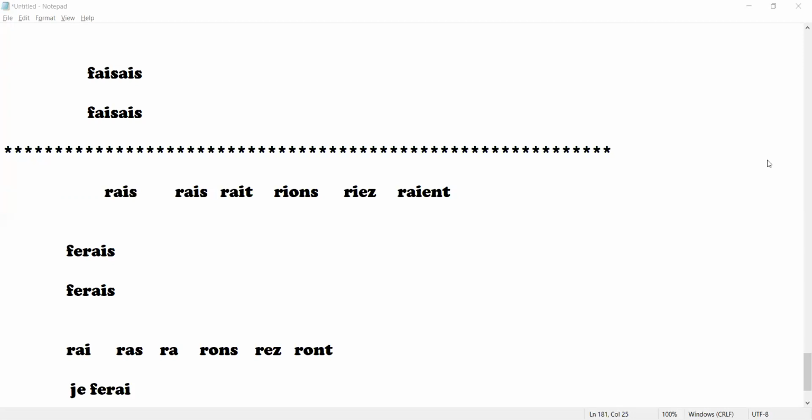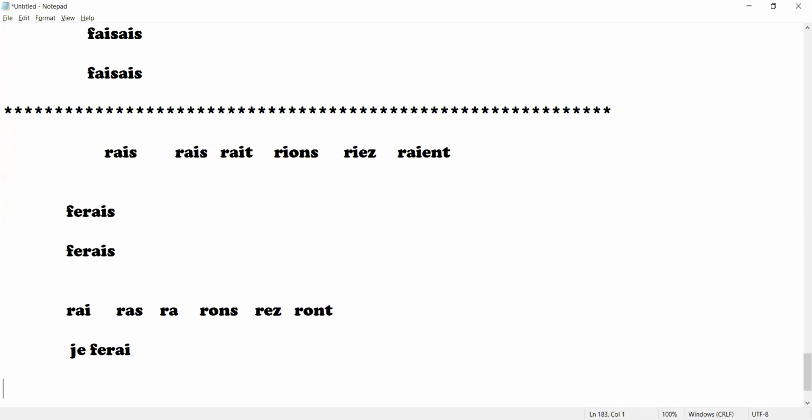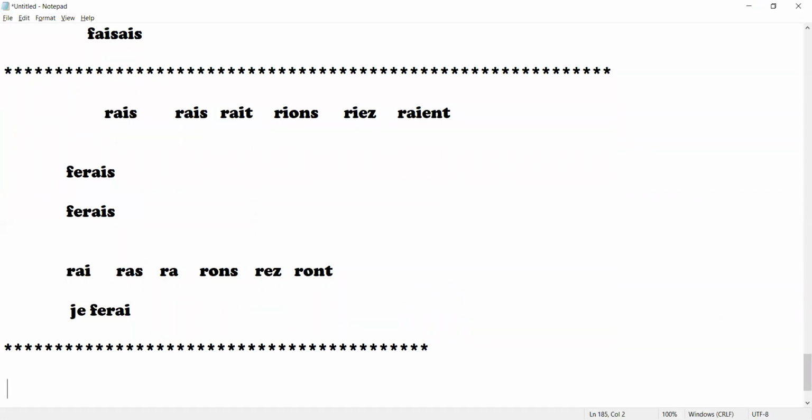Je ferai. Tu feras. Il, elle fera. Nous ferons. Vous ferez. Il, elle fera. C'est clair? Oui. Now, what would be the present perfect tense if I say I have done?